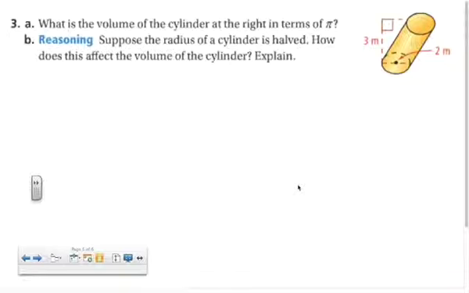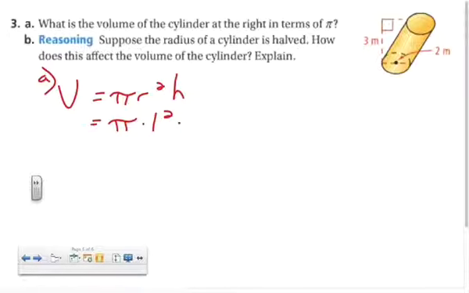All right. So once again, volume is pi r squared h, and some of you realized that the 2 they gave you is not the radius. What is the radius? 1. Right? So pi times 1 squared times a height of 3 gives me just 3 pi cubic meters.